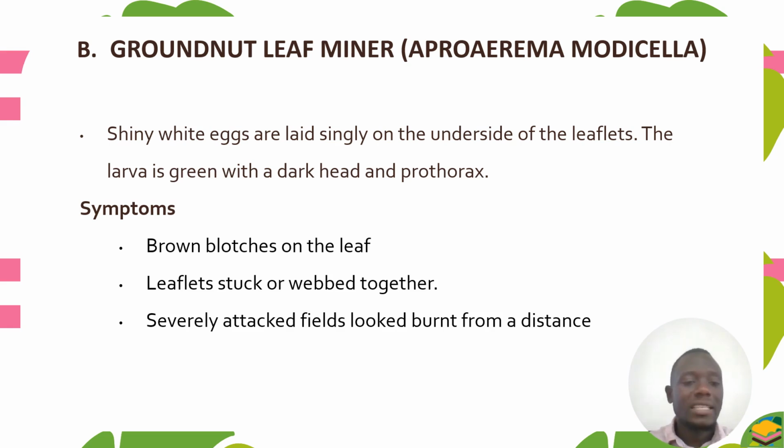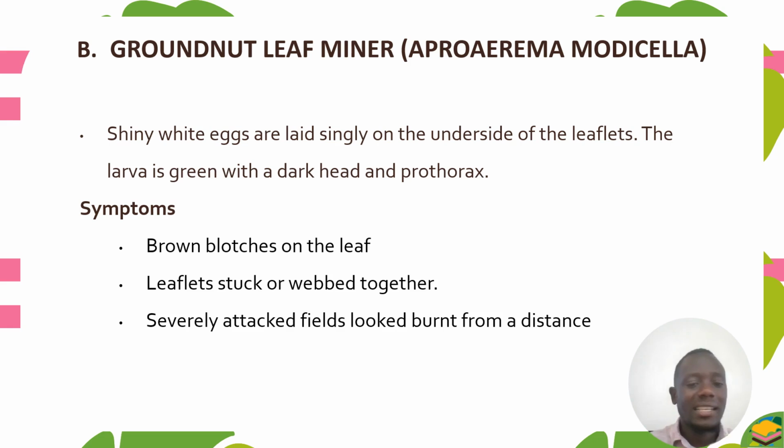So what are some of the symptoms of groundnut leaf miner? The following are the symptoms. The first one is brown blotches on the leaflet. We find that there are brown blotches or brown patches on the leaflet. Then the leaflets are stuck or webbed together. Sometimes you find that the leaves are stuck, or they are webbed together.